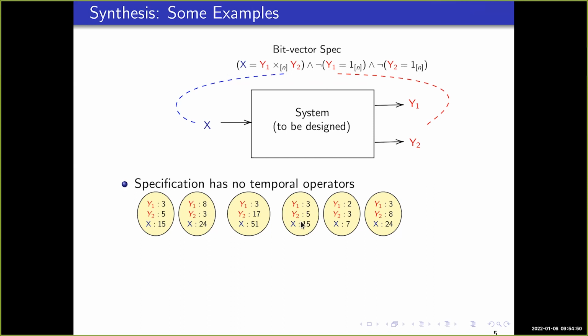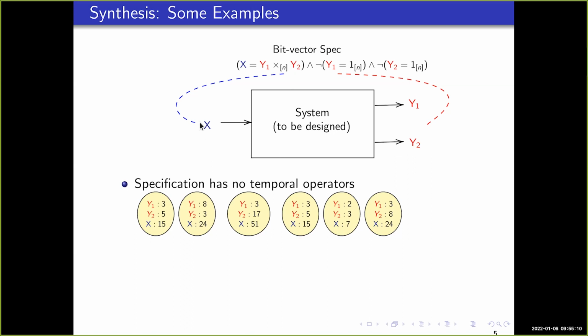Again 15, and of course it could have generated y1 as 5 and y2 as 3 at this time. That would also satisfy the specification. But if it generates y1 as 3 and y2 as 5, which is basically this same combination of inputs and outputs again, then also the specification is satisfied.